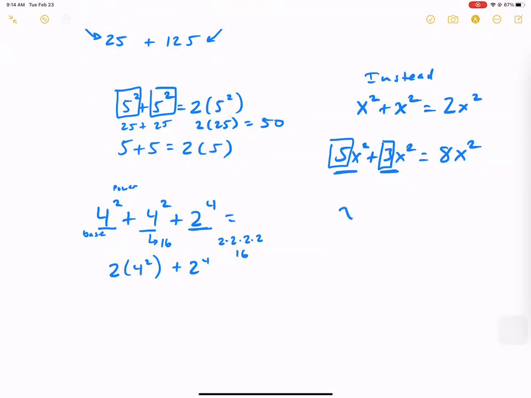If I switch this to x squared plus x squared plus y to the 4th, this becomes a little easier to look at because the variables do not match. We have 2x squared plus a y to the 4th, which is separate.